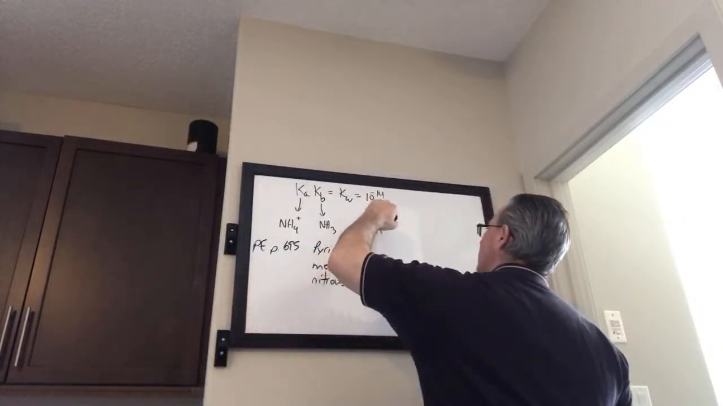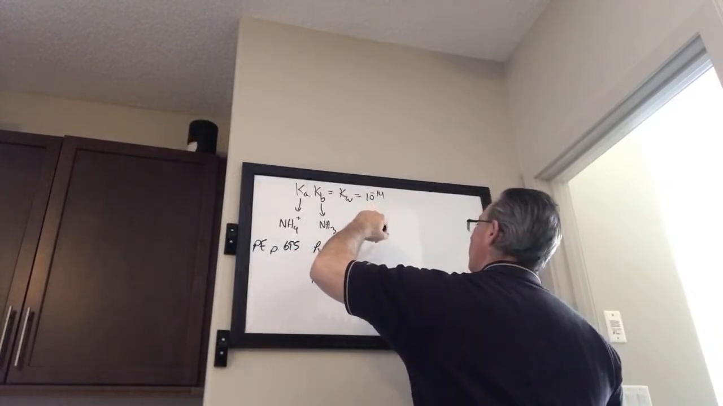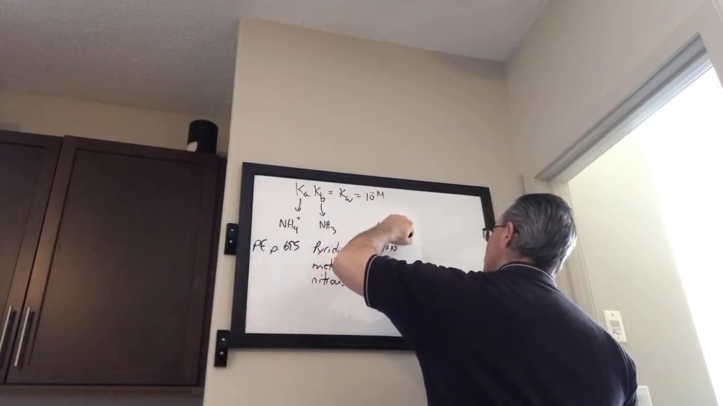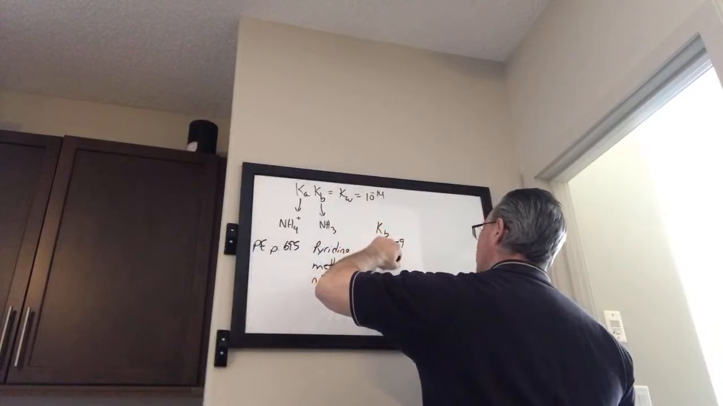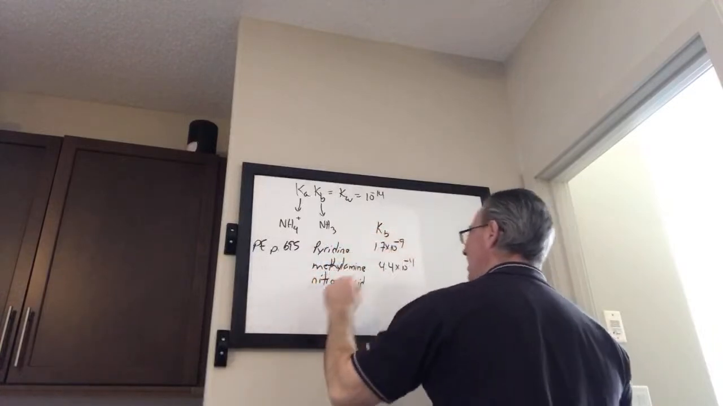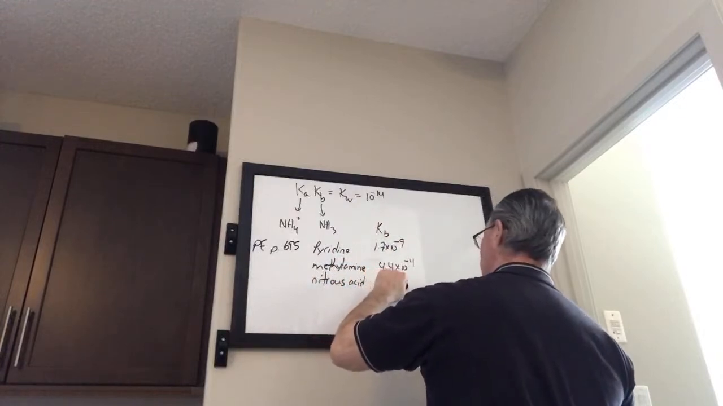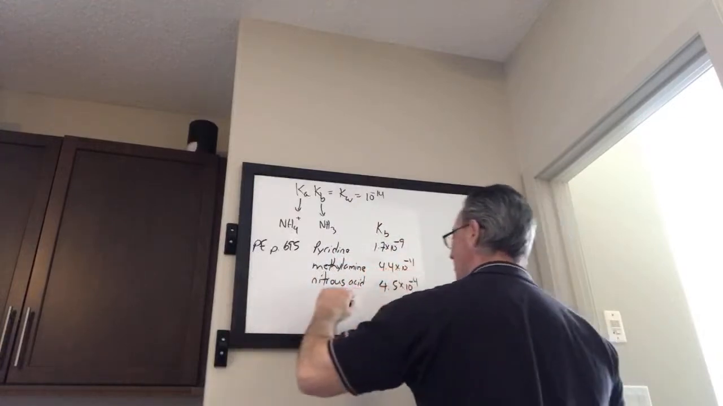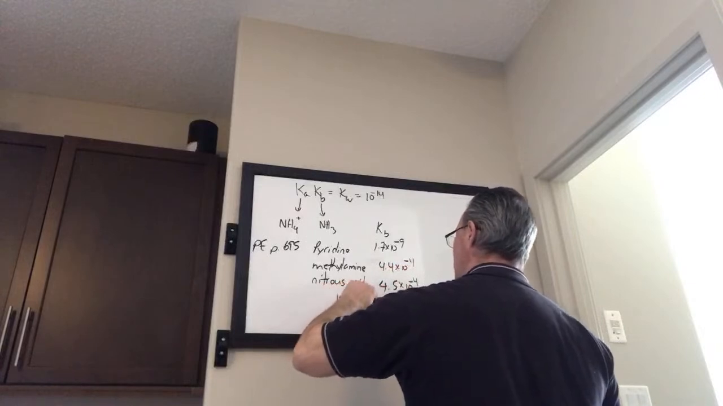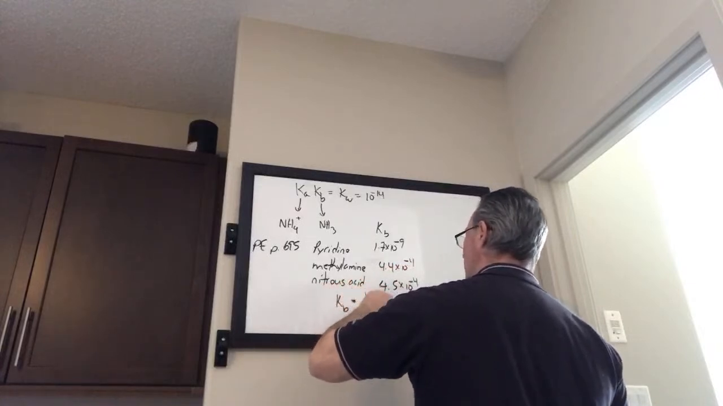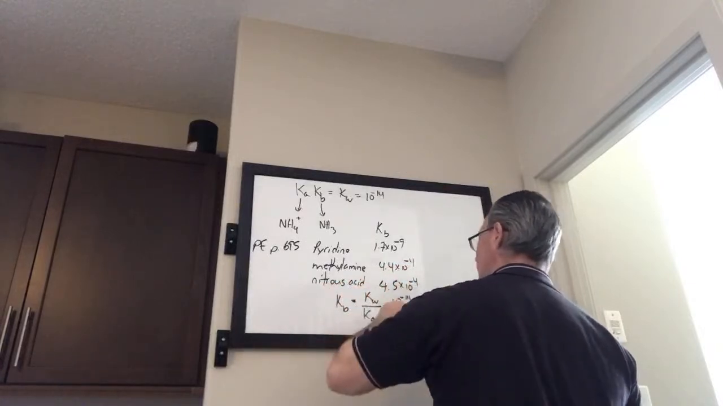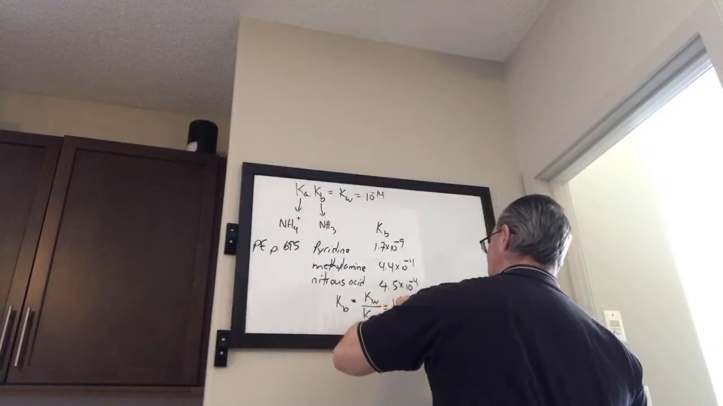So the Kb values you'll get are 1.7 times 10 to the minus 9, 4.4 times 10 to the minus 4, and for nitrous acid, I was only able to find the Ka, which was 4.5 times 10 to the negative 4. So how do I find the Kb? Well, Kb is equal to Kw over Ka. In this case, it's 10 to the negative 14 over 4.5 times 10 to the negative 4.